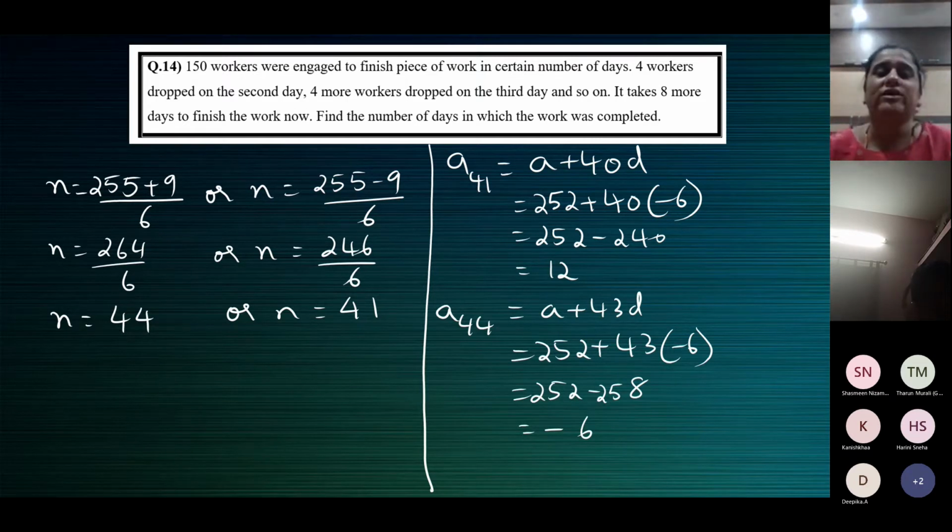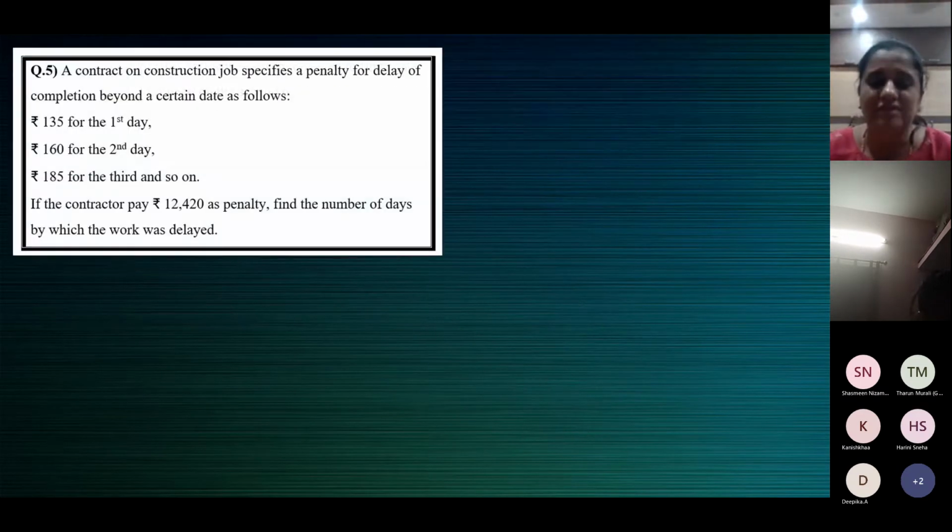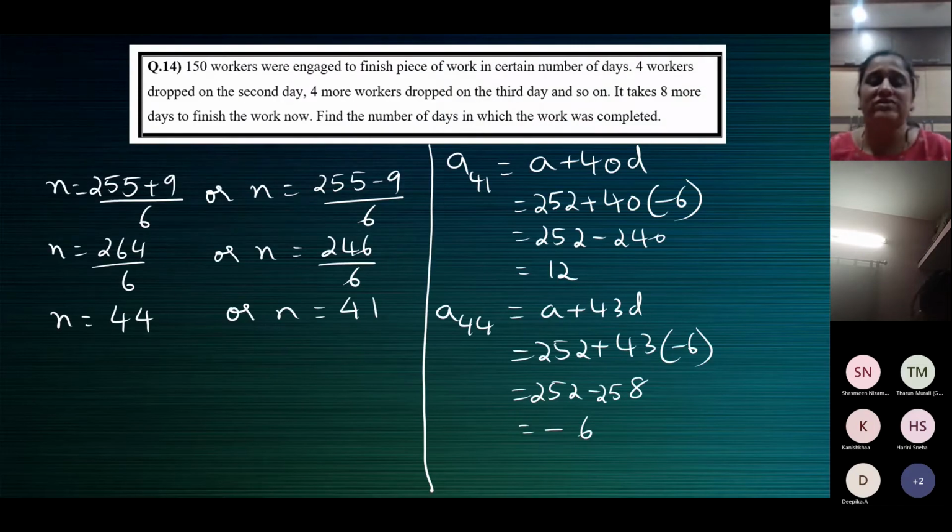Numbers, so they keep going. But why do we stop? Because there are no more logs to arrange. So we have to find the number of logs in the 41st row and the 44th row. Anything you can find first, A44 or A41. A41, we get a good answer. There are 12 logs in the 41st row. A44, there are minus 6 logs in the 44th row.